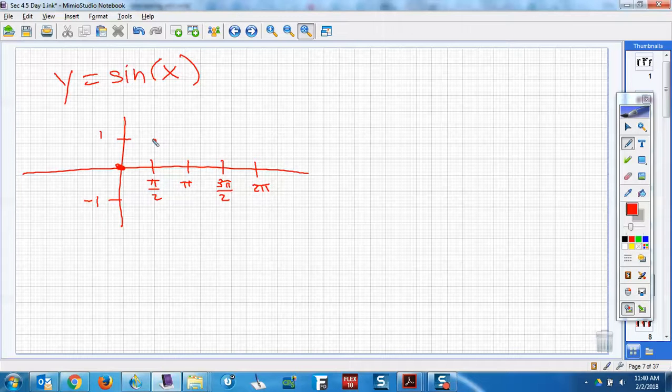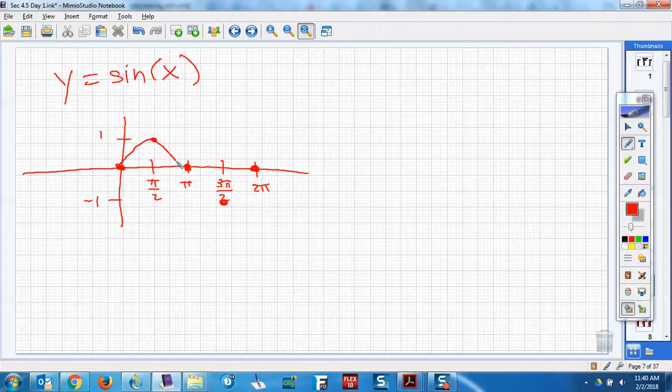And then at pi halves, it's going to go up to 1. And then at pi, it's going to be back to 0. And then at 3 pi halves, it'll be down to negative 1. And at 2 pi, it's back to 0. So we just go and mark those 5 points. And we're done. I mean, we got it. There's our sine graph.